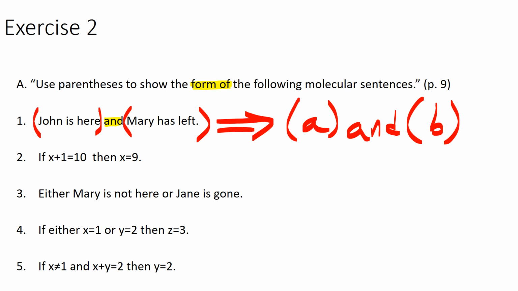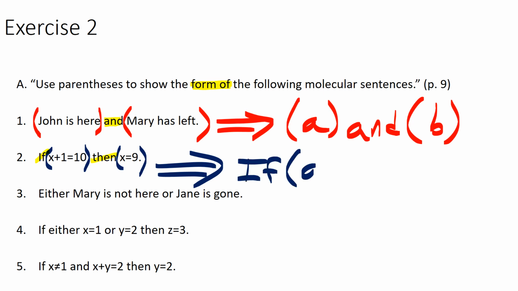For sentence 2, we have if x plus 1 is equal to 10, then x is equal to 9. Clearly, we have a conditional, if then. There are two atomic sentences. The antecedent, x plus 1 is equal to 10, and the consequent, x is equal to 9. We can think of this as if A, then B.